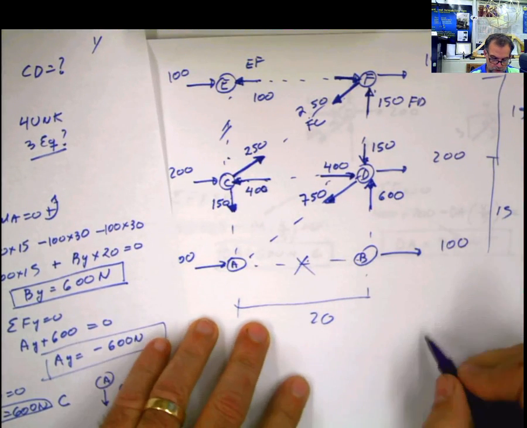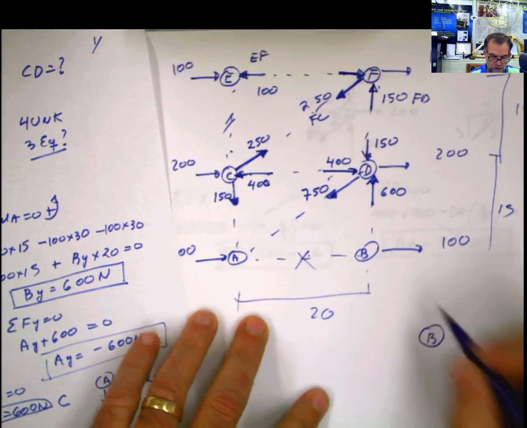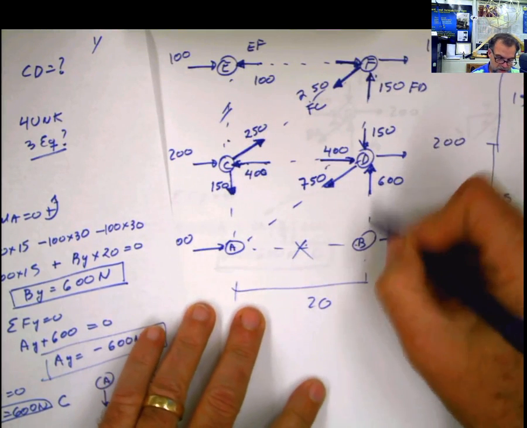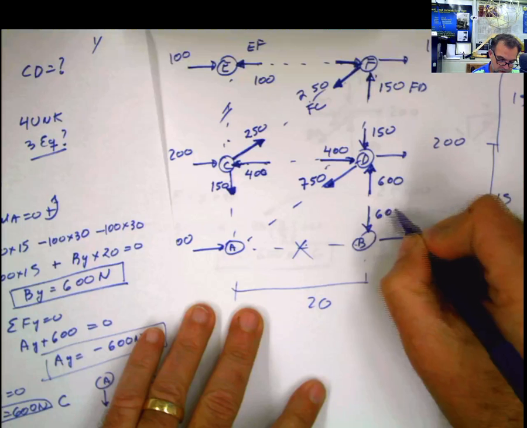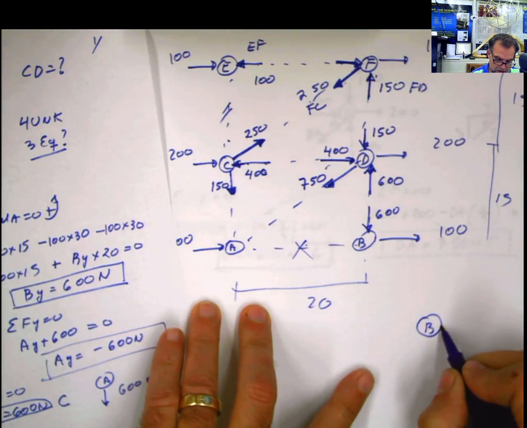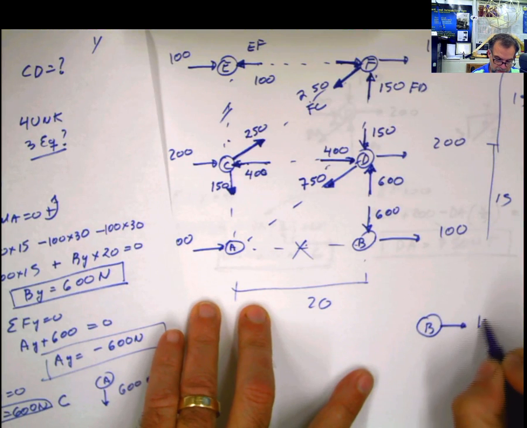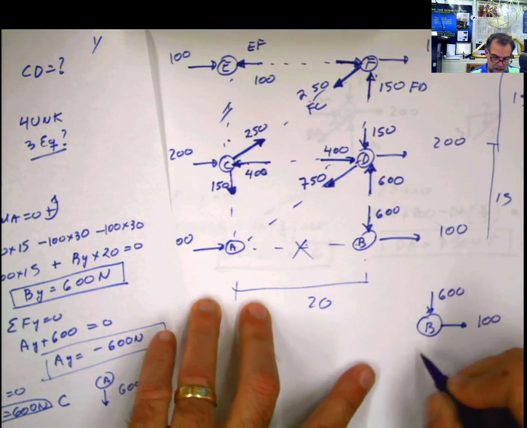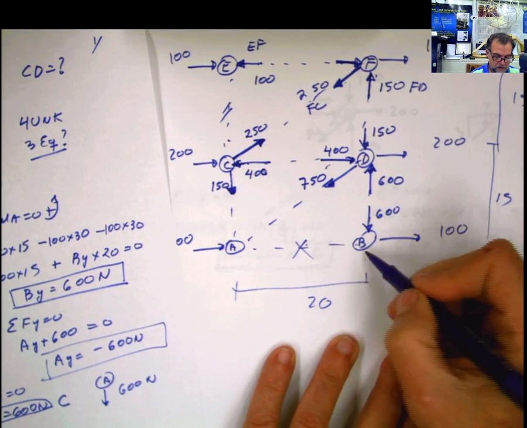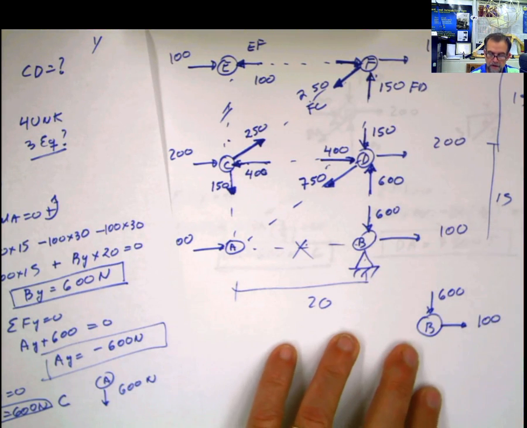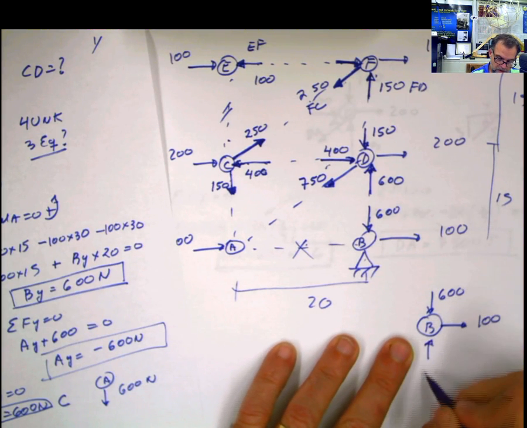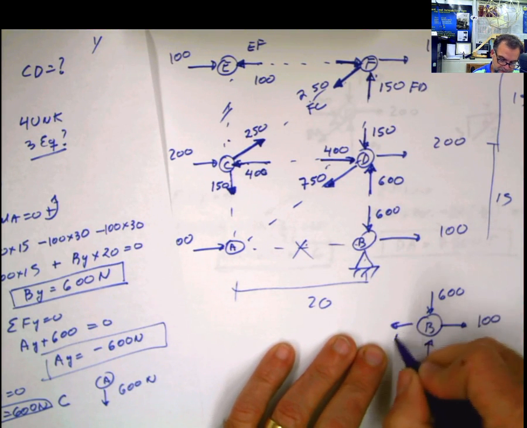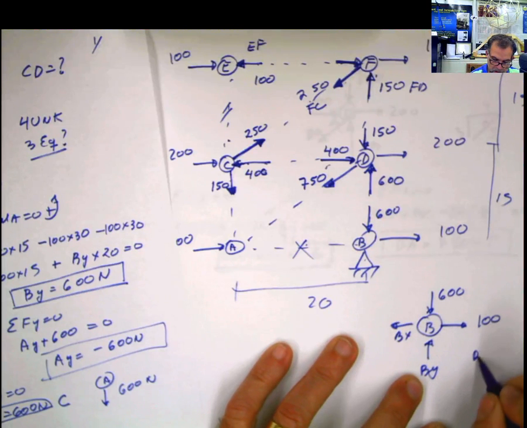I go to the joint B if I wanted to. I go to the joint B and I have all my other forces. This force here should be 600 in this way, meaning that this force here is 100, this force here is 600, and at this pin I'm going to have two reactions, because remember, this is a pin that we have here. The two reactions are By and Bx, and you can see perfectly that By is going to be equal to 600 Newton and Bx is going to be equal to 100 Newton.